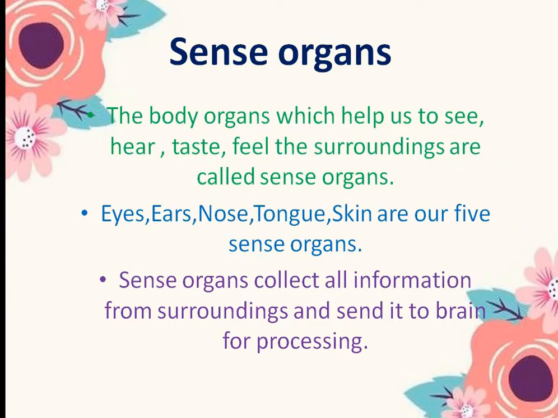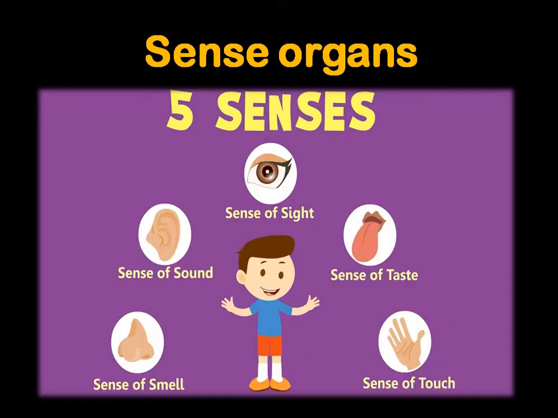Let me remind you what are sensory organs. The body organs which help us to see, hear, taste, feel the surroundings are called sense organs. And in class 3 we have done that eyes, ears, nose, tongue, skin are our 5 sense organs. So these sense organs collect the information from the surroundings and then send it to the brain for processing. So ultimately, every information our sense organs are collecting goes to the brain.